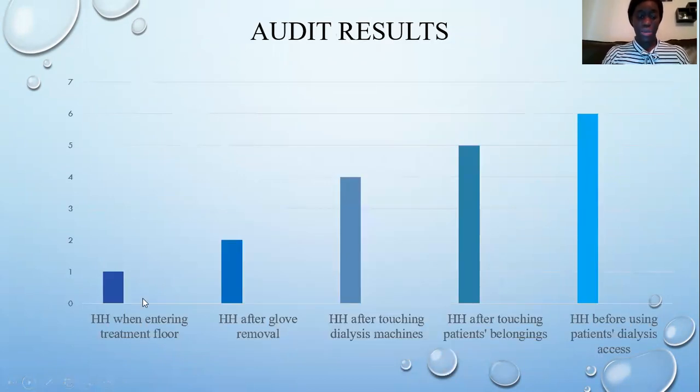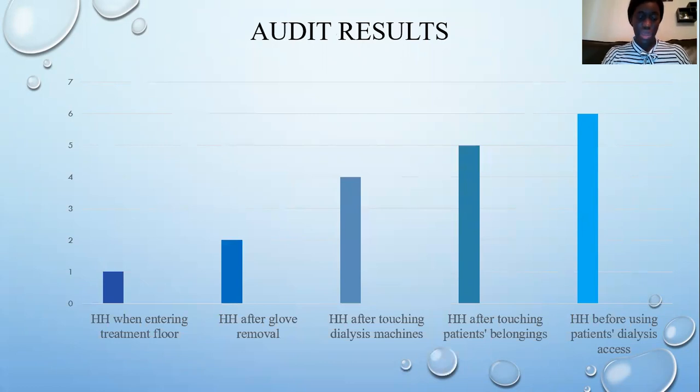In my dialysis clinic, 2 audits were performed on 3 of the 6 randomly selected healthcare workers that work there, just to audit their hand hygiene practices. The graph shows the results of the audits combined. The columns show the number of successful attempts at hand hygiene when entering the treatment floor, after glove removal, after touching the dialysis machines, after handling the patient's belongings, and before using the patient's dialysis access.